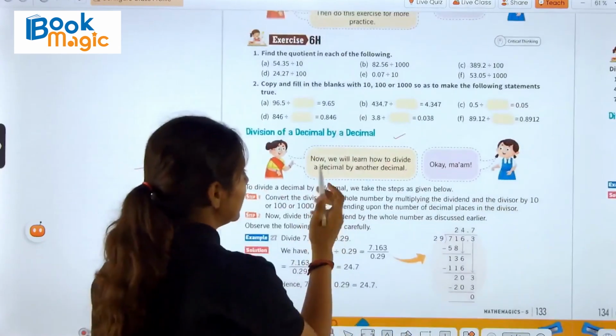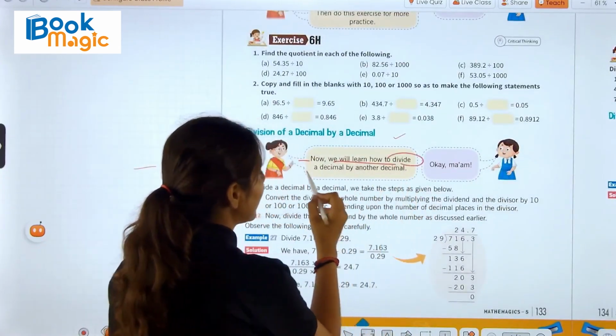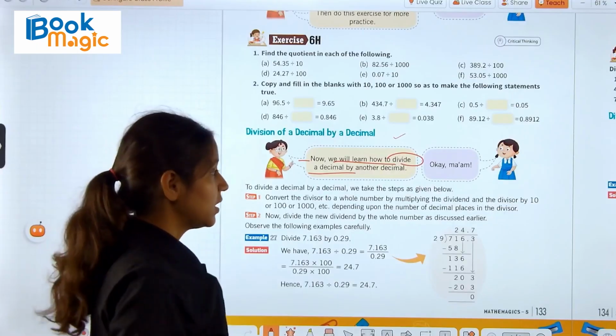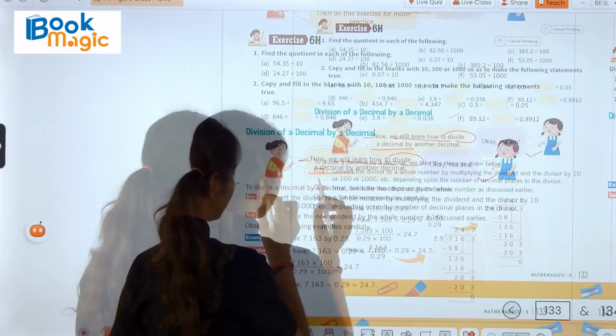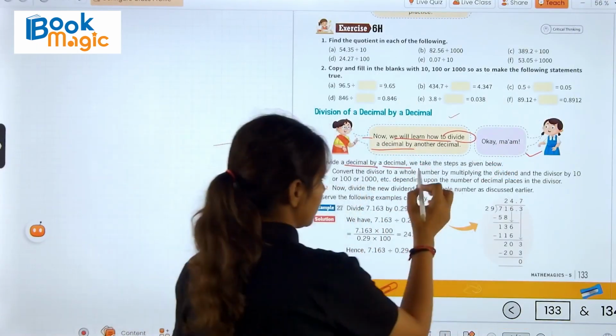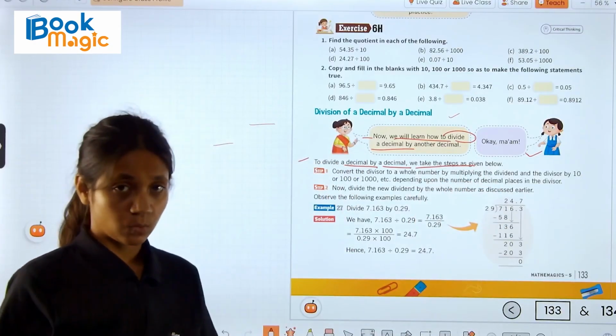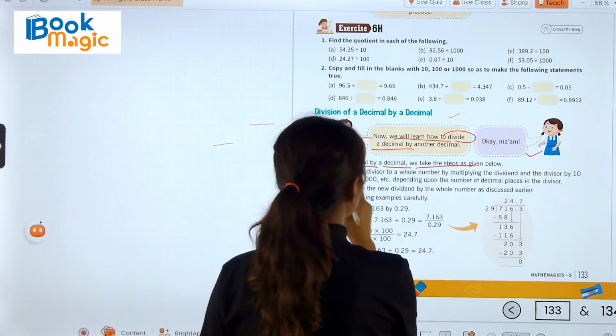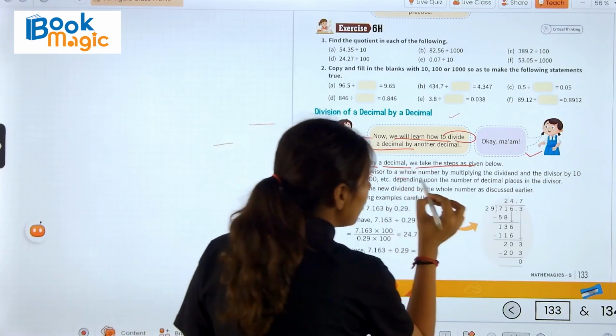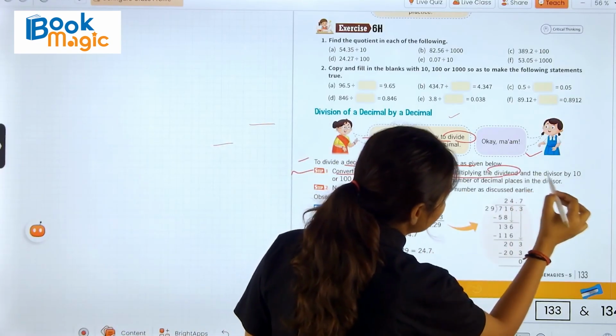Teacher is saying, now we will learn how to divide a decimal by another decimal. Student replied, okay ma'am. Here we have to divide a decimal by a decimal. We take the steps as given below. What are the steps? Step number 1. Convert the divisor to a whole number by multiplying the dividend and the divisor by 10.